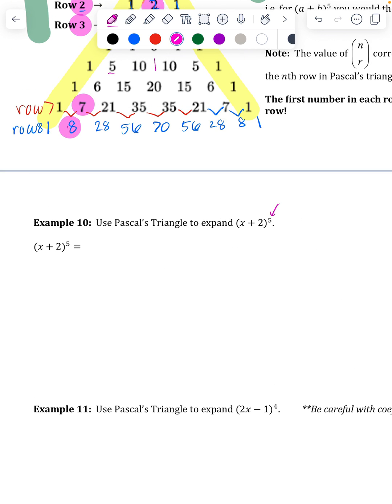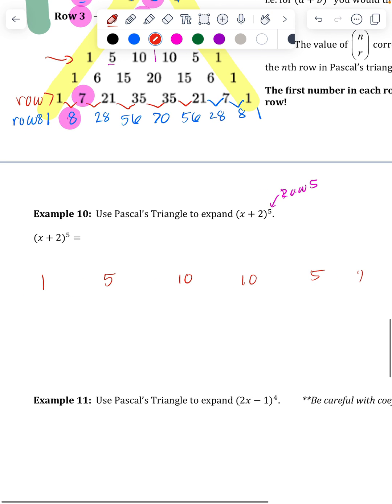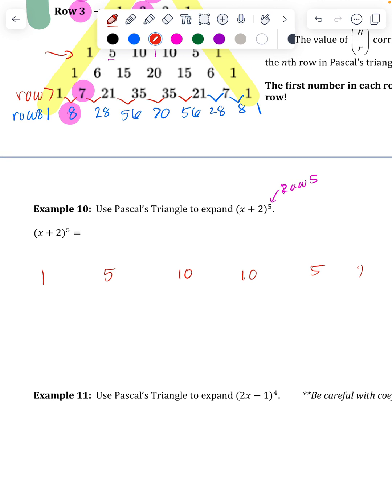Since this is asking me to expand it to the 5th degree, I'm going to go ahead and use the numbers in row 5. So what I'm going to do is I'm going to have a 1. I'm looking at row 5 right here, and I know it's row 5 because the second number is 5. So I'm going to use a 1, a 5, a 10, a 10, a 5, and a 1. I guarantee I'm doing my spacing poorly here. And then what happens is you think of your binomial as the first thing and the second thing.